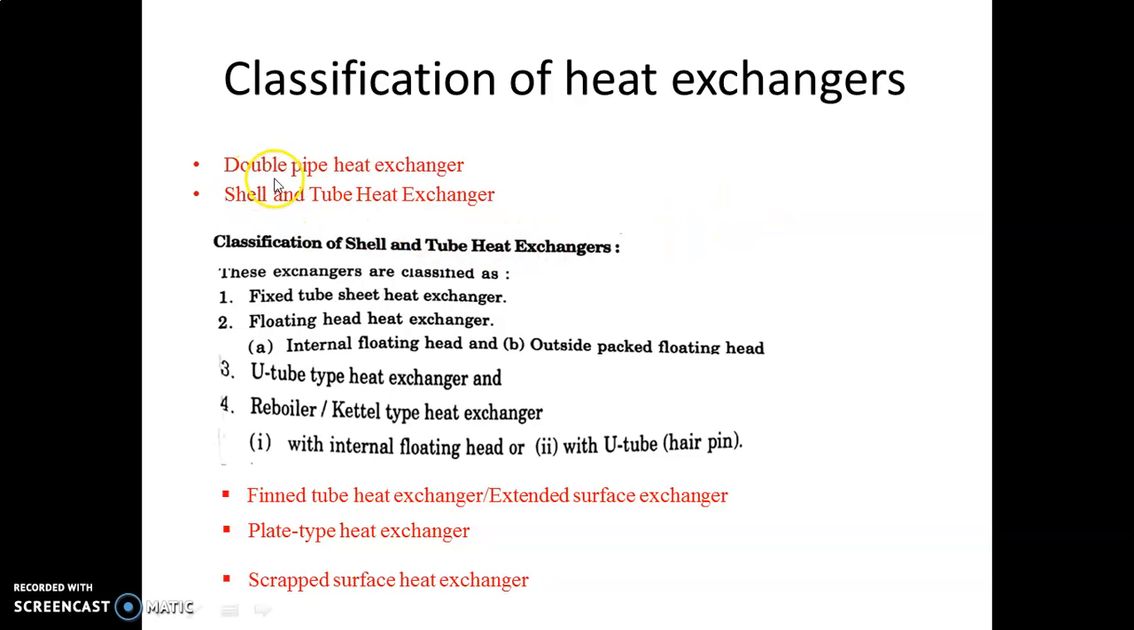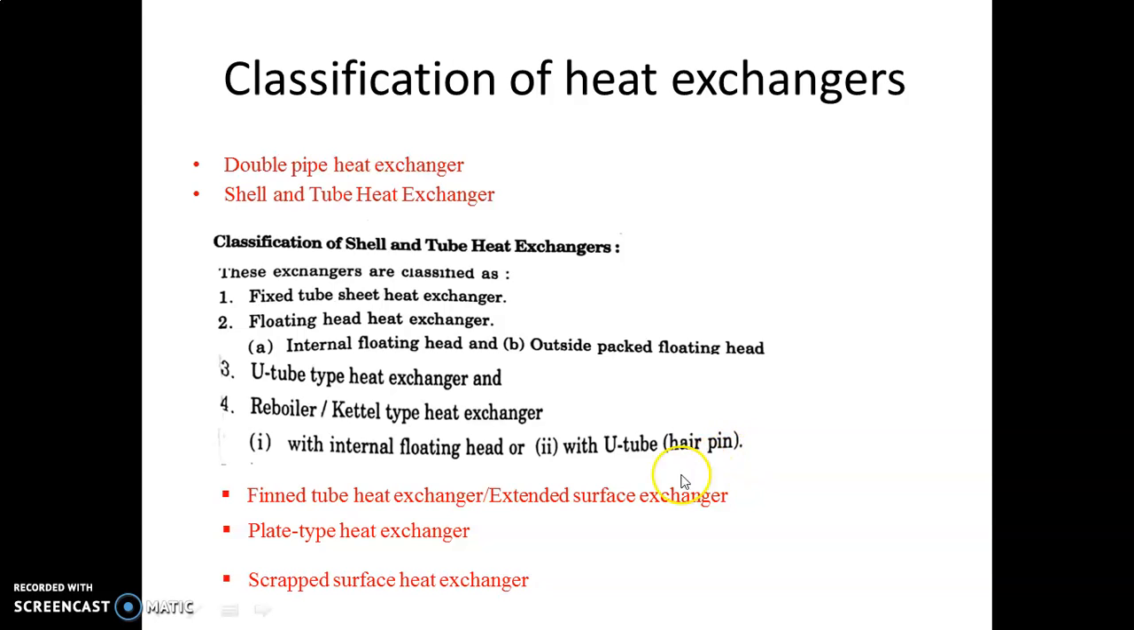So generally it is classified as double pipe heat exchangers and shell and tube heat exchangers. And shell and tube heat exchangers are again classified into 4 types: fixed tube sheet heat exchanger, and floating head heat exchanger. In that there are again 2 types: internal floating head and outside packed floating head. Then the third one is the U-tube heat exchanger, and the fourth one is the reboiler, also called a kettle type heat exchanger.